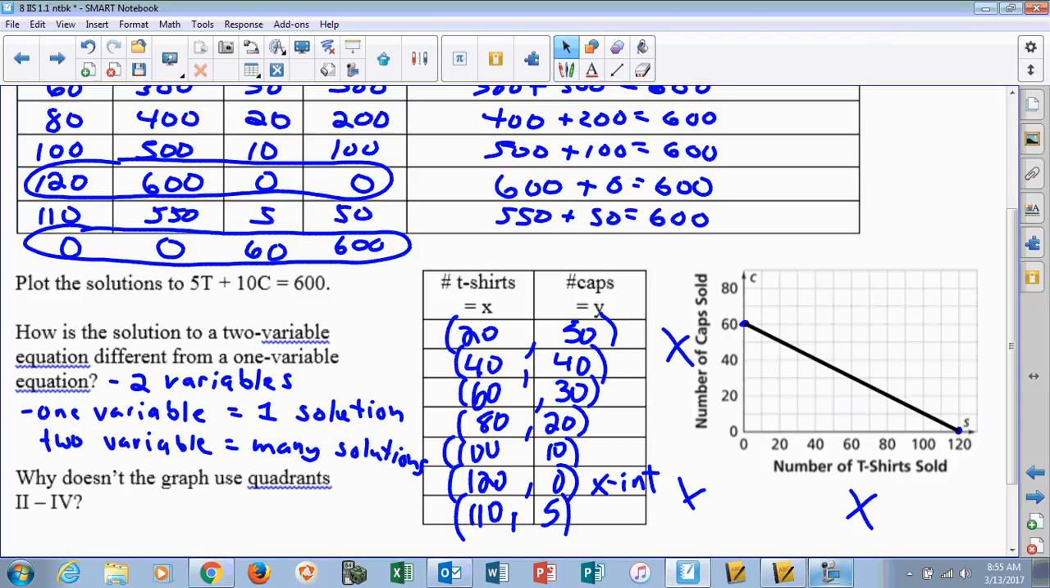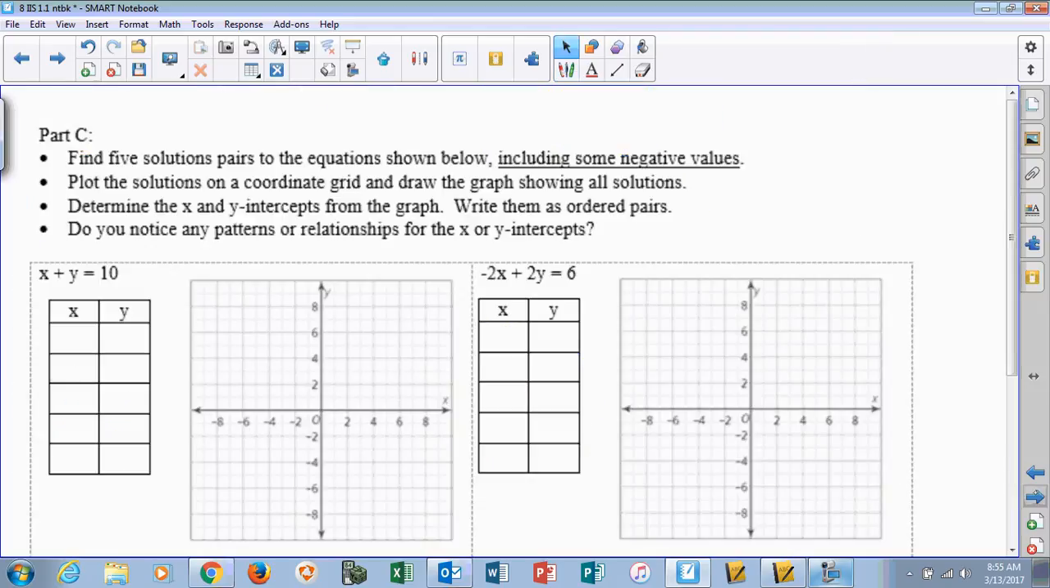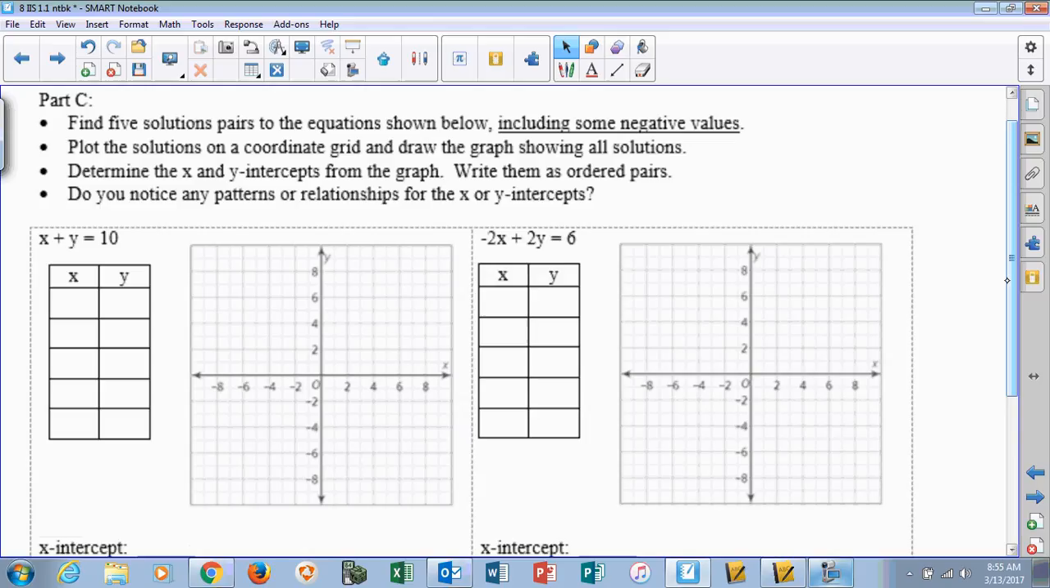We're going to flip it over here to part C. Okay. Now we actually have an equation. This is kind of what you're used to seeing here. So you've been given an equation. There are 2 of them here. x plus y equals 10. Negative 2x plus 2y equals 6.